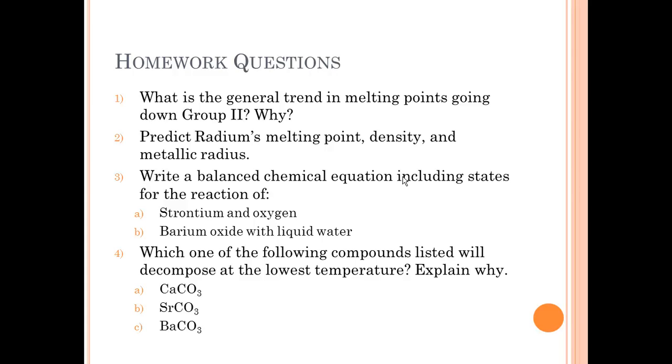Alright, here are 4 homework questions for sections 11.1 to 11.3. What is the general trend of melting points going down group 2 and why? Predict radium's melting point, density, and metallic radius. Write a balanced chemical reaction including states for the reaction of strontium and oxygen, and barium oxide with liquid water. And which of the following compounds listed will decompose at the lowest temperature, and explain why.